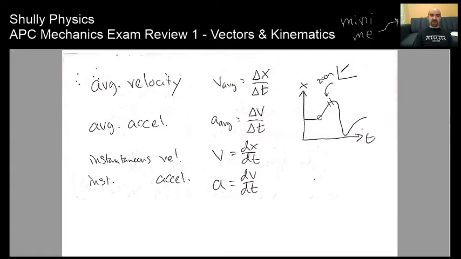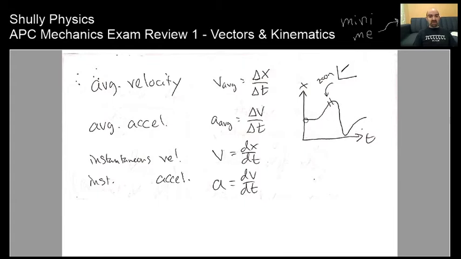Here you might recall that positive slopes give us a positive velocity, negative slopes give us negative velocity. The degree of the slope gives us the amount of speed. But if we look at the whole thing, there's a lot of different velocities.